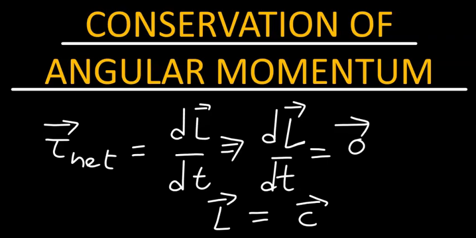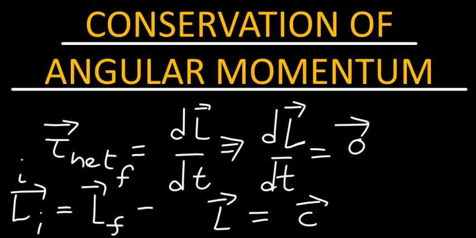So if we were to compare the angular momentum of the system at two different times, characterized by initial and final state, we say the angular momentum of the system in its initial state is the same as the angular momentum of the system in its final state. And this statement here is known as conservation of angular momentum.